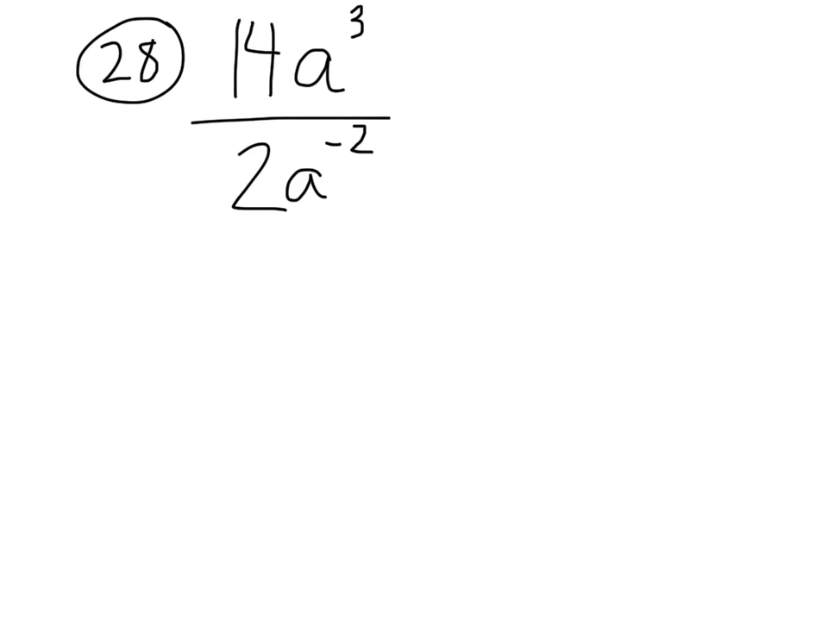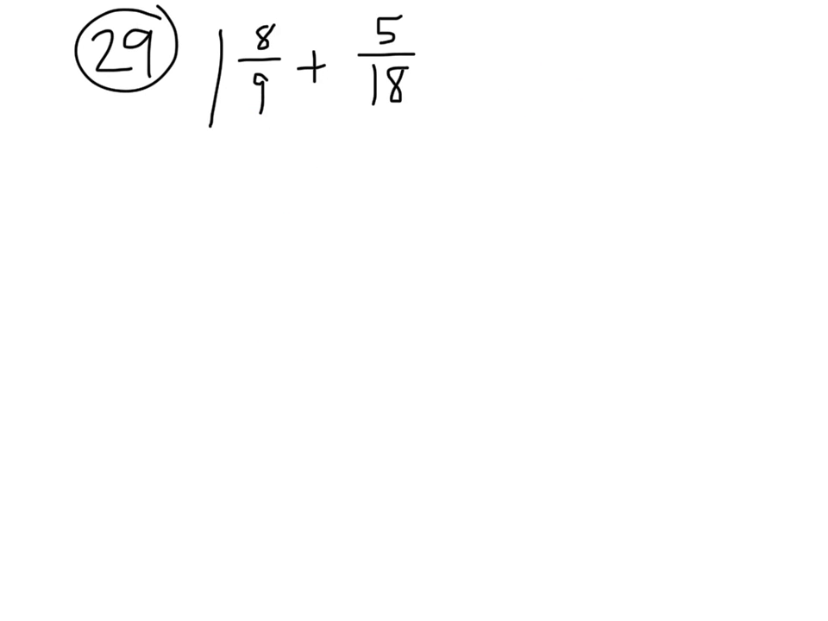Number 28, 14a to the third over 2a to the -2nd. First thing I'm going to do is divide the numbers. 14 divided by 2 is 7. And then I have the same base with the a, so I'm going to subtract the exponents. 3 minus negative 2 is 5. 7a to the 5th.